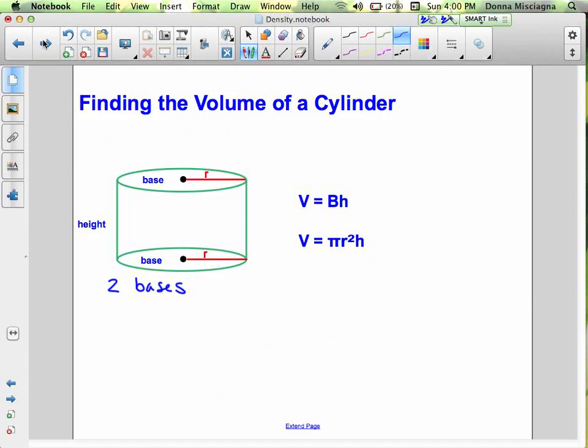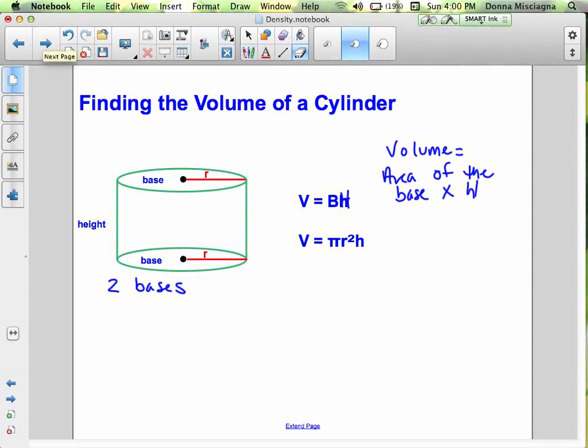All right, so finding the volume of the cylinder, just like the prism, we're going to take the area of a base times the height, and let's use big H, because that's the height of the prism. So volume equals area of the base, and then times the height of the cylinder.